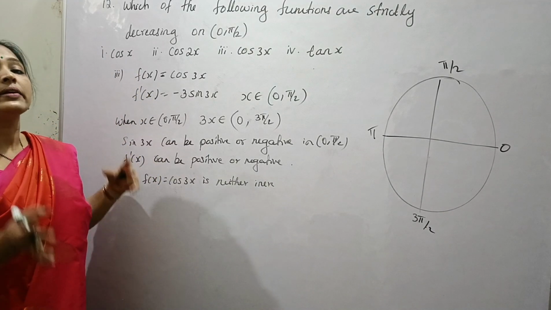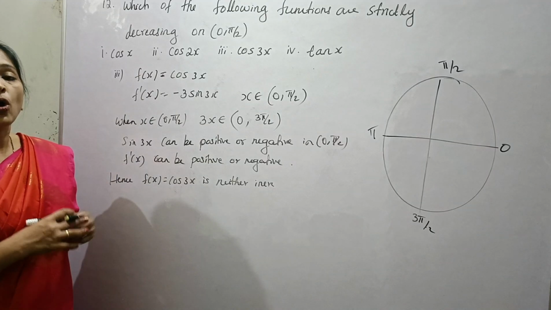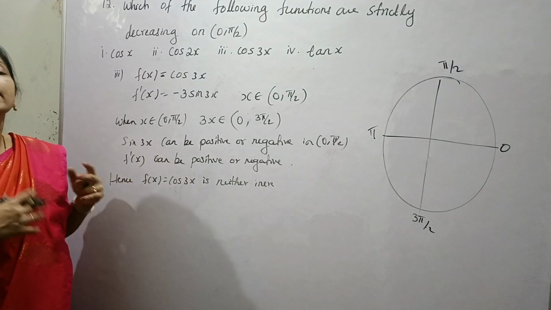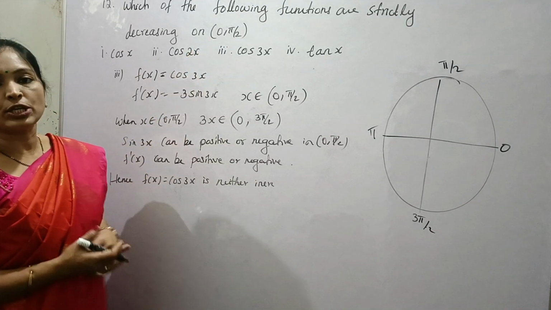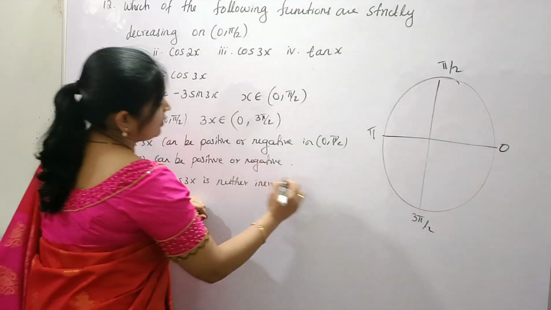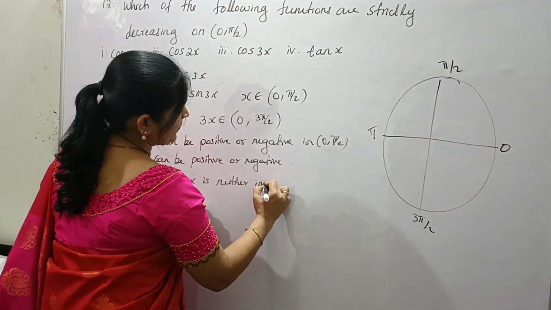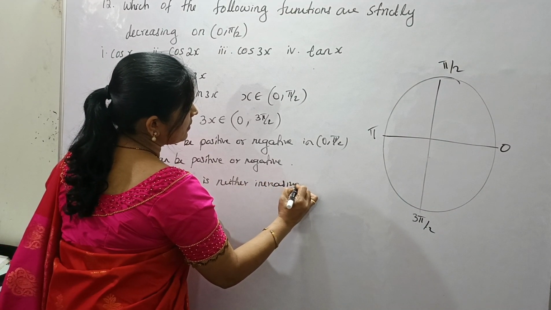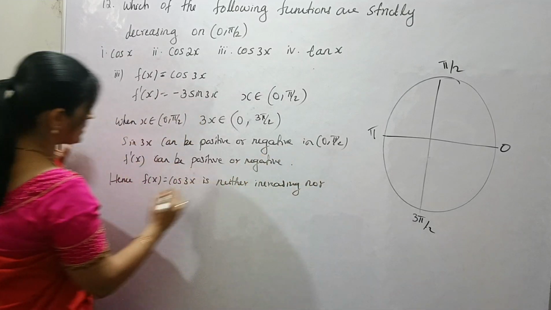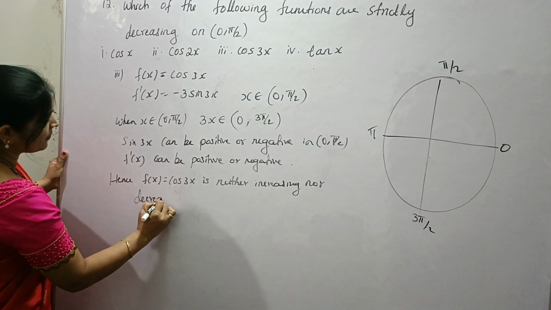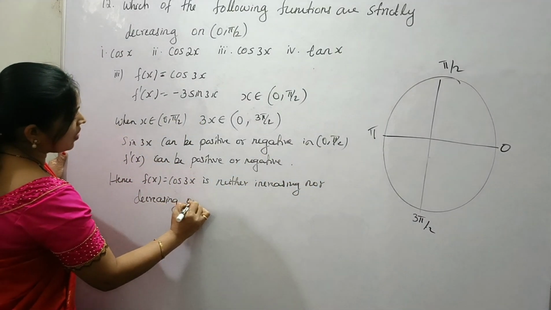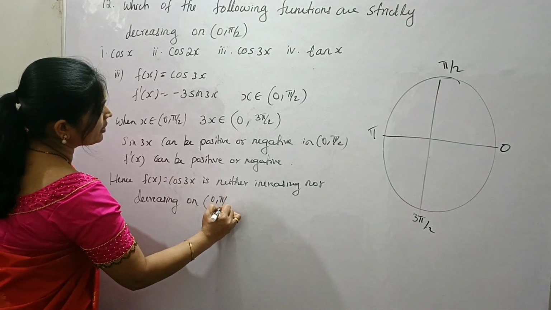Therefore, what is the result? The given function cos 3x is neither increasing nor decreasing in the interval 0 to pi by 2. Neither increasing nor decreasing on 0 to pi by 2.